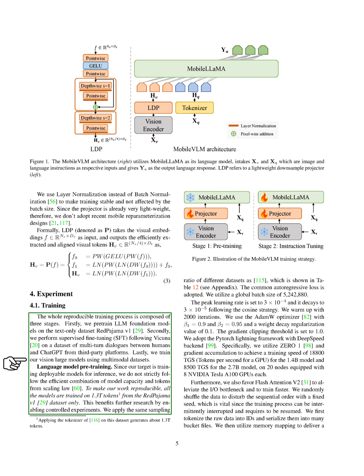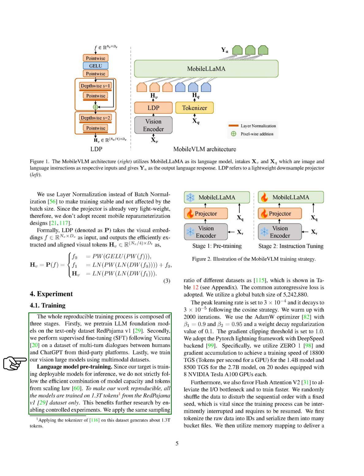Our training process consists of 3 stages. First, we pre-train LLM foundation models on the text-only dataset Red Pajama v1. Then, we perform supervised fine-tuning on a dataset of multi-turn dialogues between humans and AI from third-party platforms. Finally, we train our vision large models using multimodal datasets.